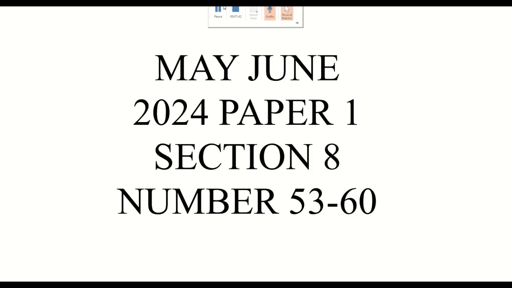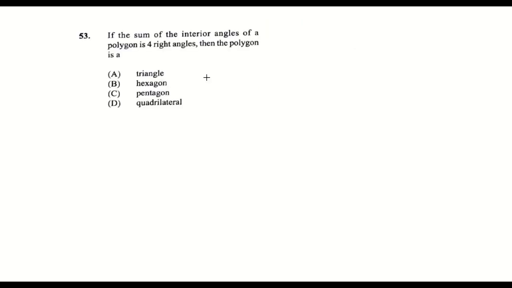Let's do May, June 2024. Paper 1, Section 8, numbers 53 to 60. The sum of interior angles of a polygon is 4 right angles, and the polygon is the interior angles. They're telling you 4 right angles is 4 by 90, which is 360.